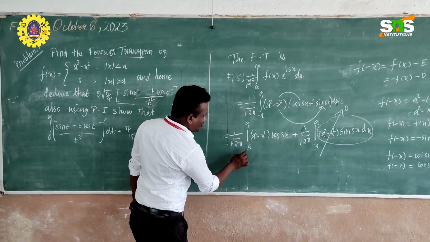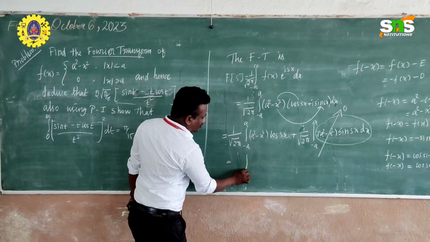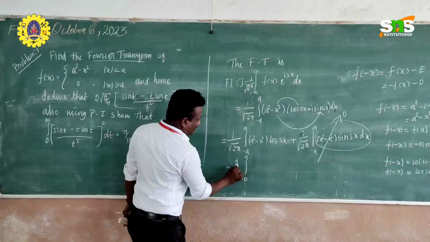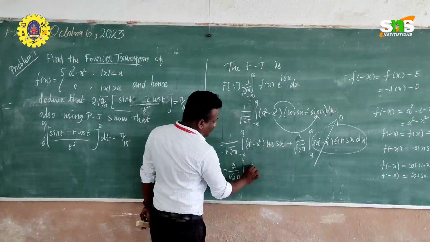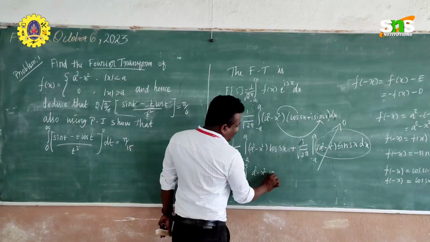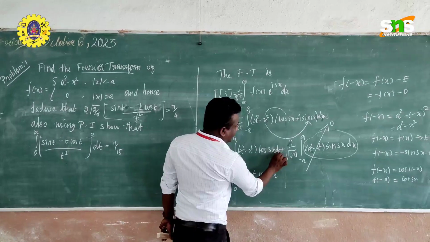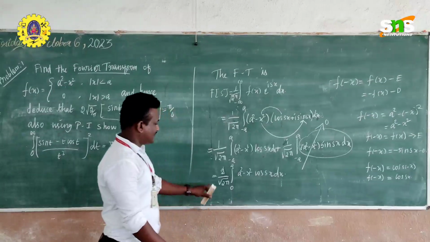If both are even functions, we can convert minus to plus infinity like this. So we can write 0 to a, and in front we have to multiply by 2. So 2 divided by 2 root 5, then a square minus x square cos sx into dx. dx this side, okay, into dx. So this is our result.